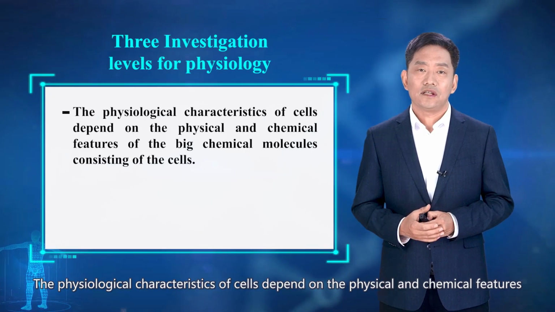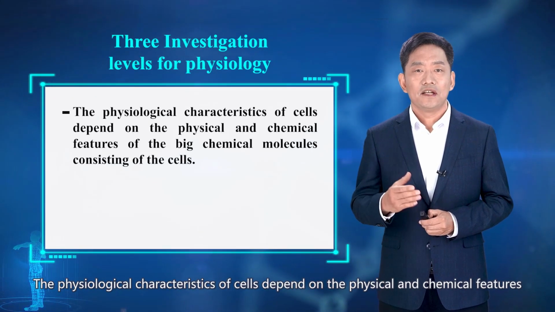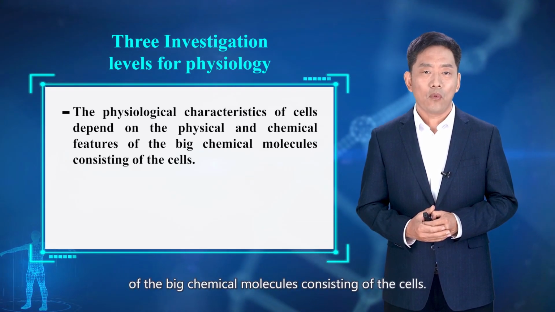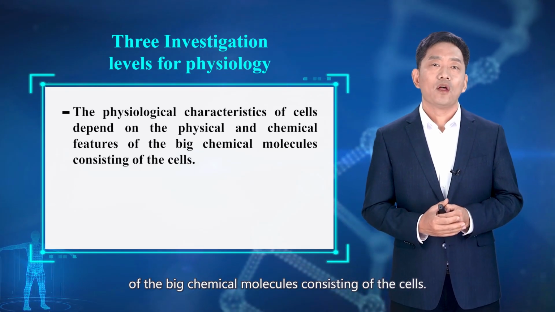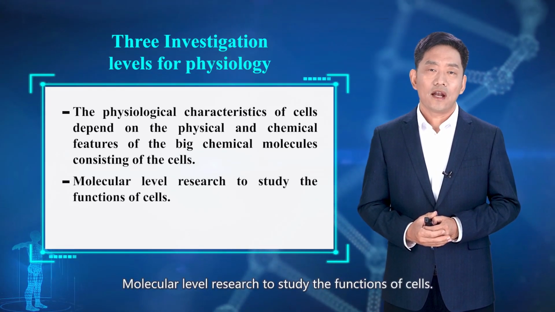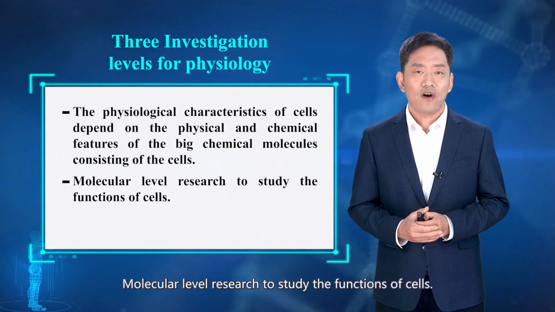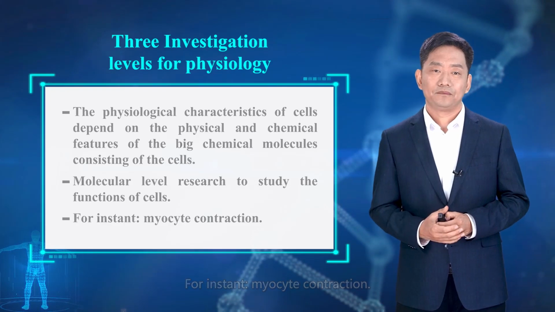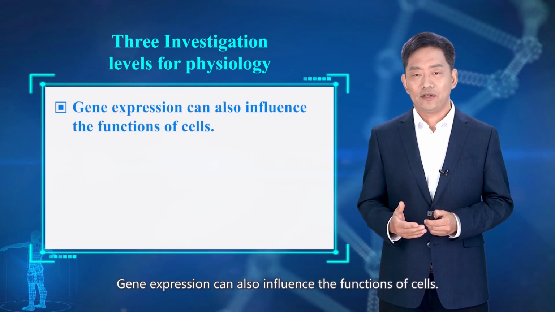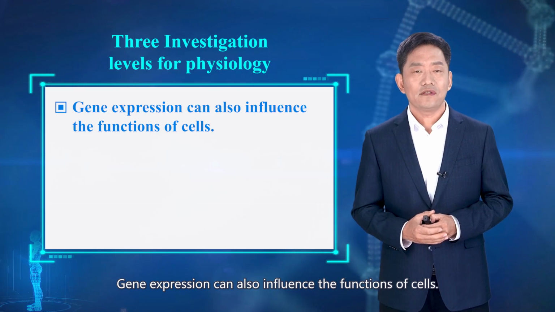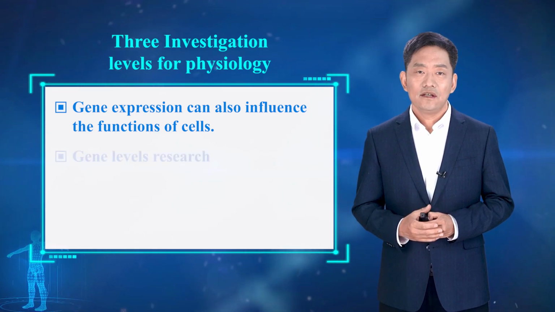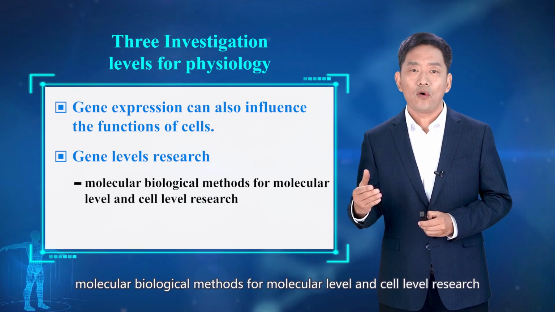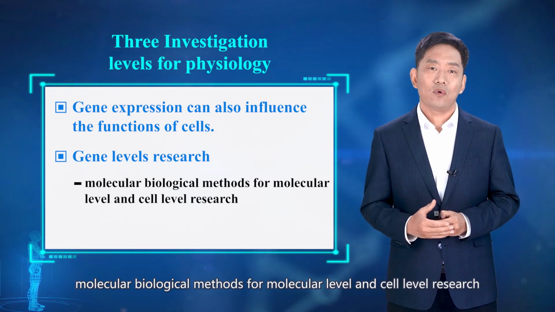The physiology characteristics of cells depend on the physical and chemical factors of the big chemical molecules consisting of the cell. Molecular level research to study the function of cells, for instance, myocyte contraction. Gene expression can also influence the functions of cells. Gene level research, molecular biological methods for molecular level and cell level research.